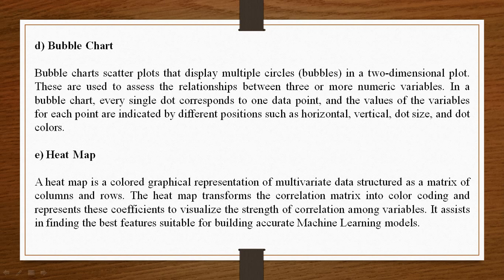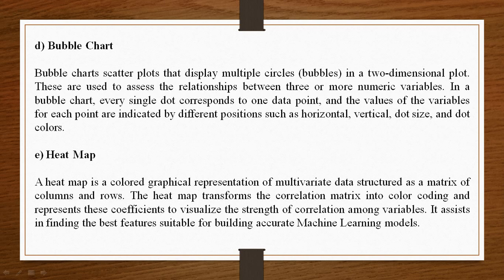Bubble chart. A bubble chart will display multiple circles in a two-dimensional plot. They are used to assess the relationship between three or more numerical variables. In a bubble chart, every single dot will correspond to one data point, and the values of the variables for each point are indicated by different positions such as horizontal, vertical, dot size and dot color.